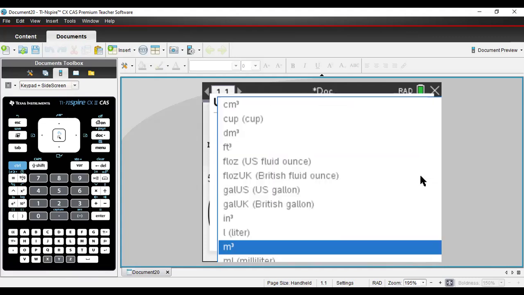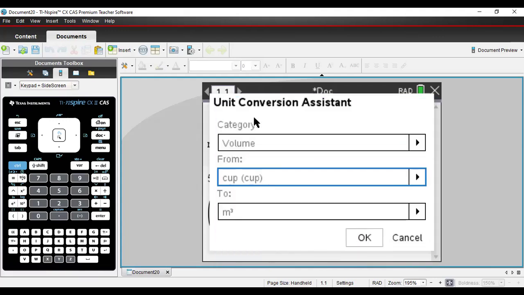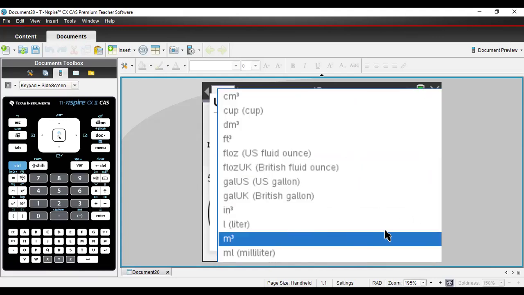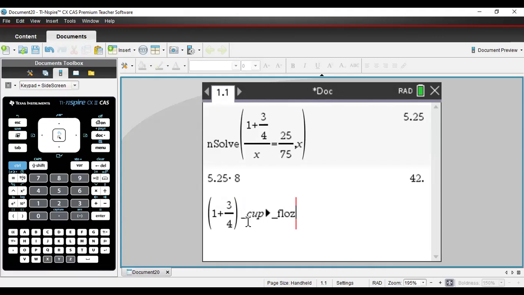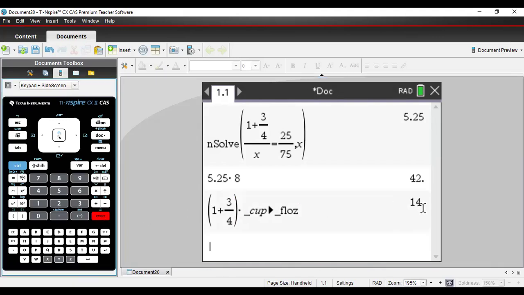And so what we're going to do is find cups. Here it is, cups. And then we're going to convert it to ounces. So let's go find ounces. It's right here. We're using the fluid ounces, which are US, and then we press OK. And now you see this. It's saying 1 3/4 cups converts to how many fluid ounces, and we press enter, and we get 14. So this is how many ounces we need for 25 cookies.